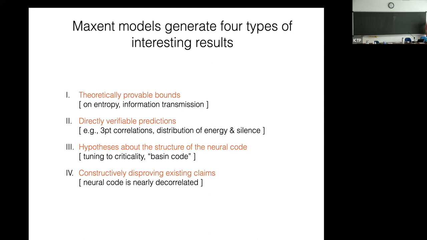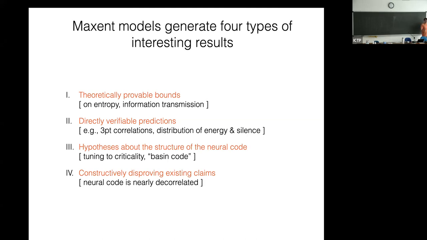There are certain types of predictions which MaxEnt models make. You've already seen one. When we fitted the pairwise model, it made a direct prediction for the distribution of synchrony. It was a wrong prediction, right? It mismatched the data, so we expanded our model class to include that as a constraint. Now this expanded model is again making predictions about other statistics of the data, which we can directly test. That's a nice thing about MaxEnt models: they have sufficient statistics and we know exactly what they're fitting. Everything else they're not fitting is already a prediction that you can try to validate in the data.